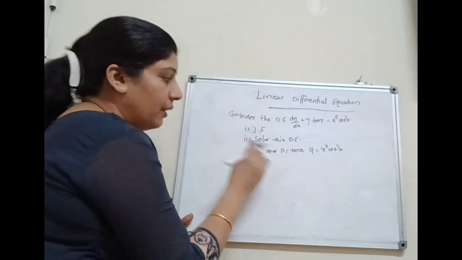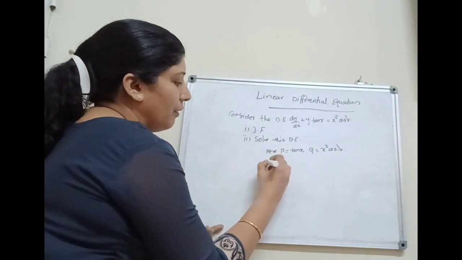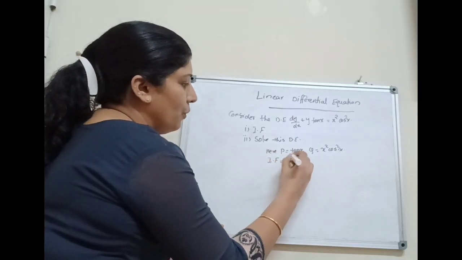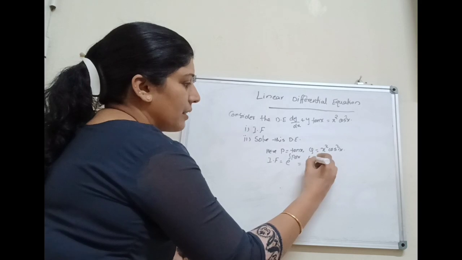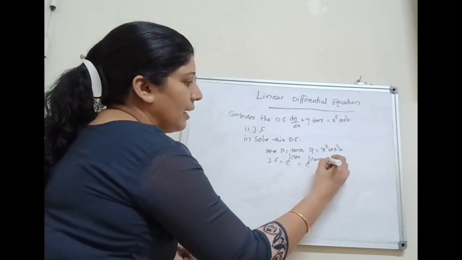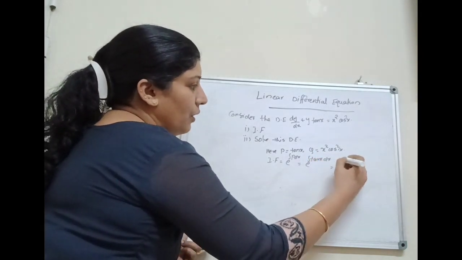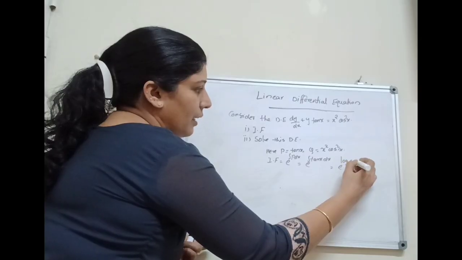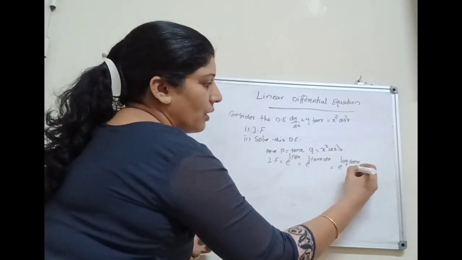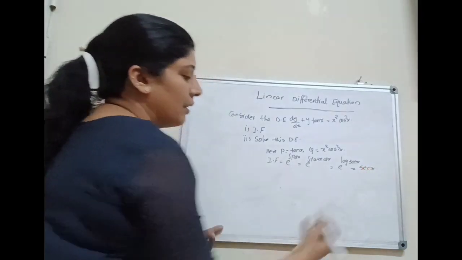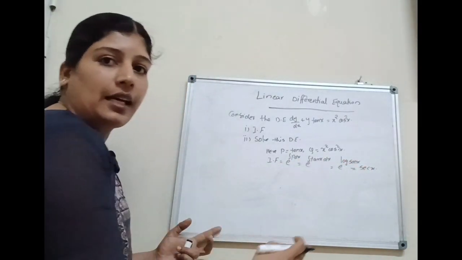Next, we have to find out the integrating factor. Here, integrating factor is equal to e raised to integral p dx. That is equal to e raised to integral tan x dx, as p is tan x. It is equal to e raised to log sec x, since integral tan x is log sec x. Therefore, e raised to log sec x is equal to sec x. Therefore, the integrating factor is sec x.